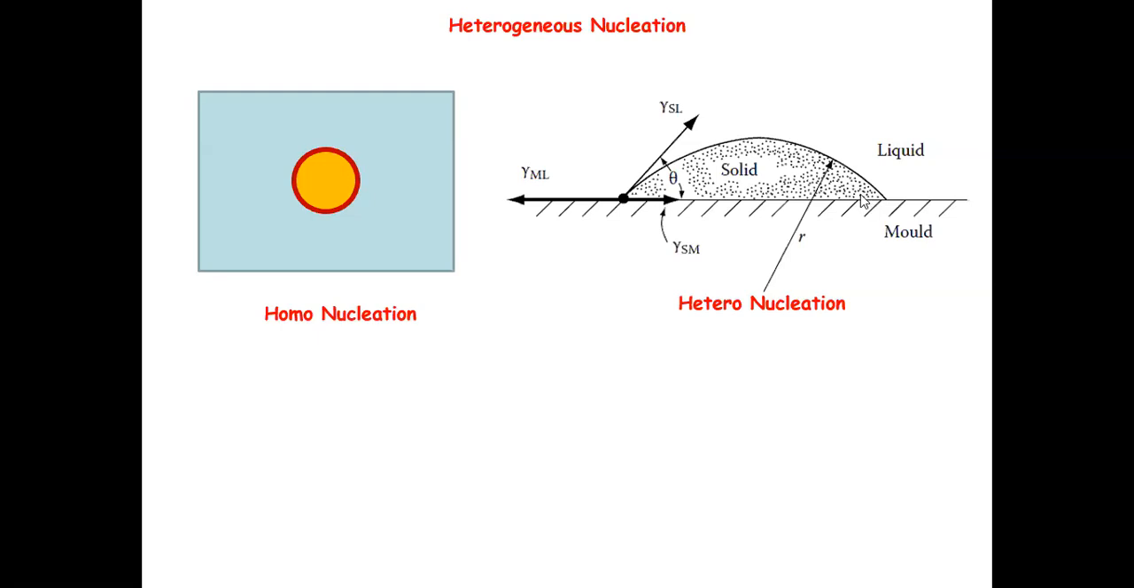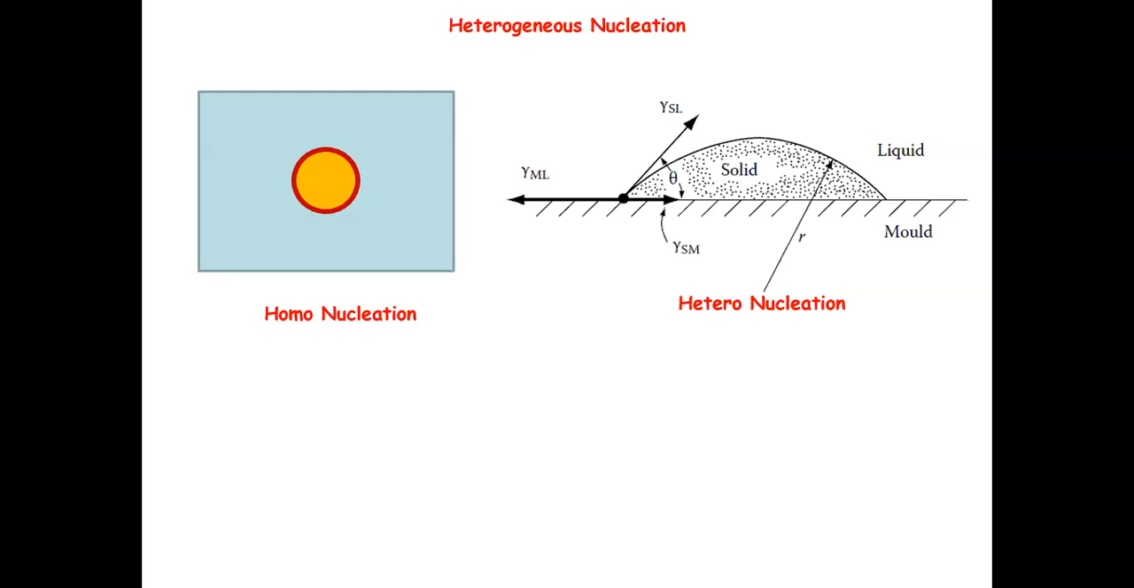Does this make sense? Okay, so the bulk phases are quite clear. So we have a liquid right here and we have a solid right here, okay? And we don't have to worry about the mold because the mold remains the same before and after transformation. So they wouldn't contribute to any bulk free energy difference. But now if you look at the interfaces, this is quite interesting.